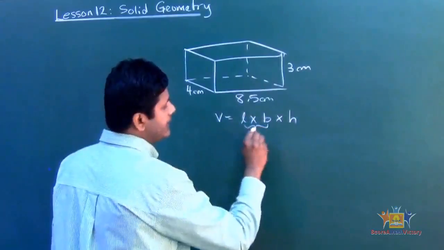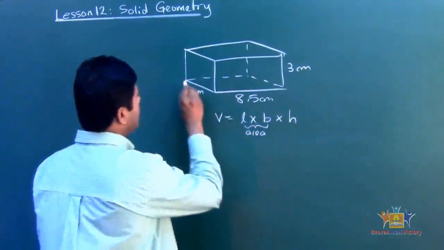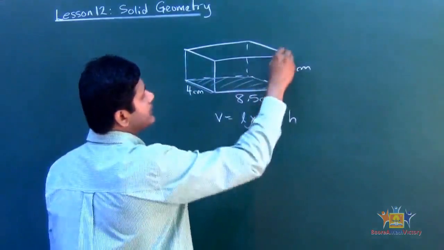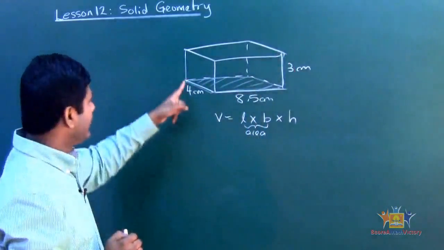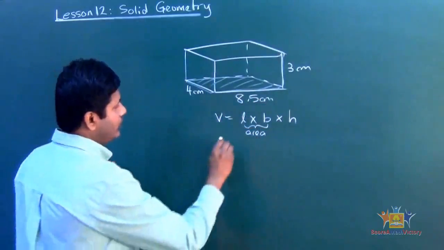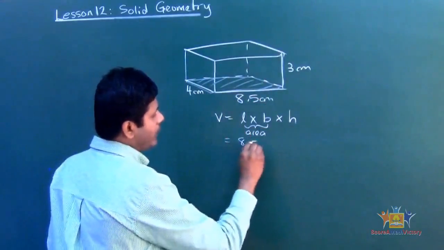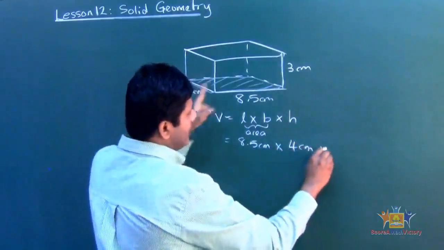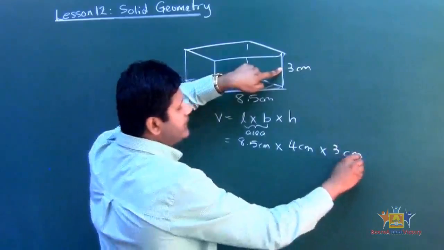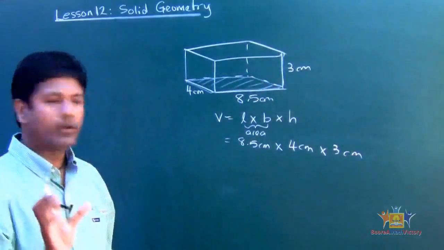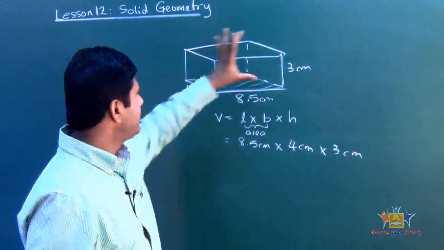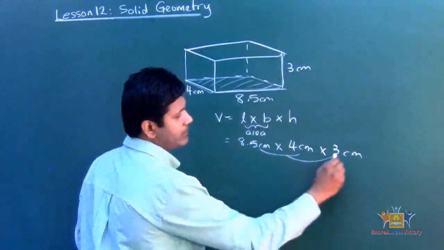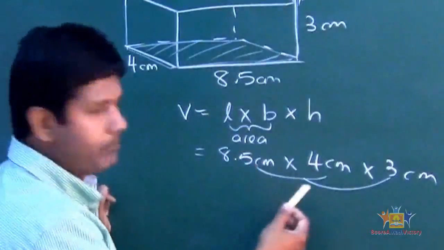Now this is the area, the bottom area. You're finding the area of this first, and then you're timesing it with the height. And that's your breadth and that's your length. So you know the length is 8.5 centimeters, and you're multiplying that with the 4 centimeters, and then you're multiplying the height with 3 centimeters. Very important, okay? Length, breadth and height. And we're using the pairing method. We're going to multiply this and then we'll multiply with that.